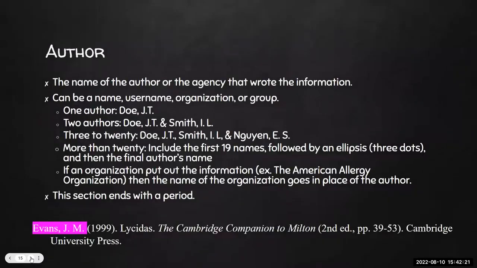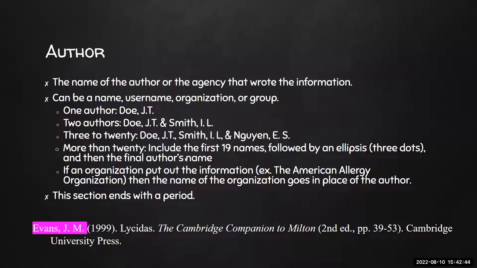So when you're formatting an author's name or an agency or organization, you're going to do last name and then the first and middle initial. If it's more than one, it's still last name, first and middle initial, and last name, first and middle initial. If it's 3 to 20, you're just going to keep adding them on.